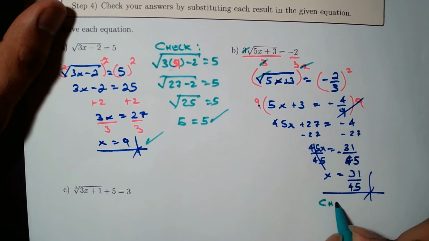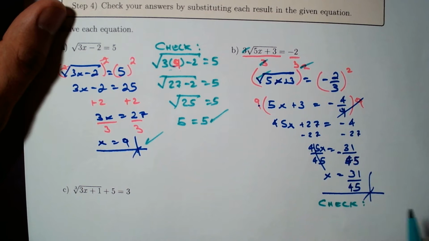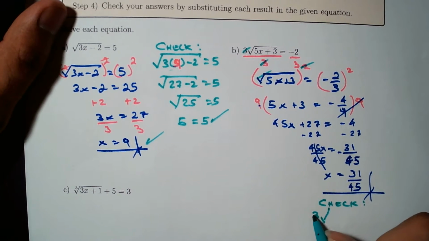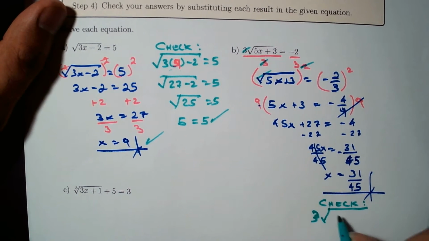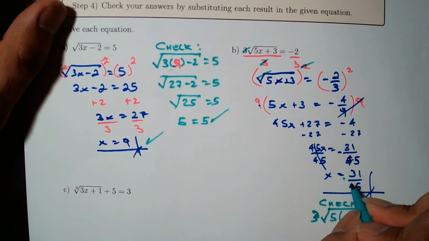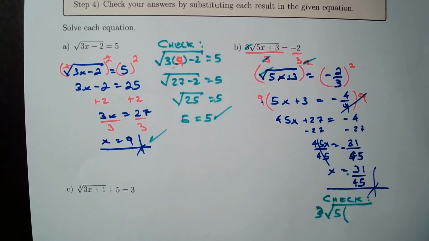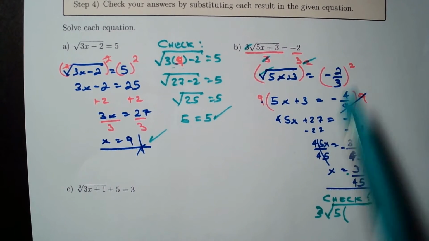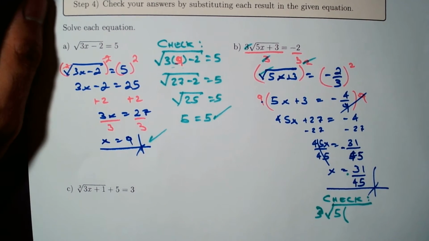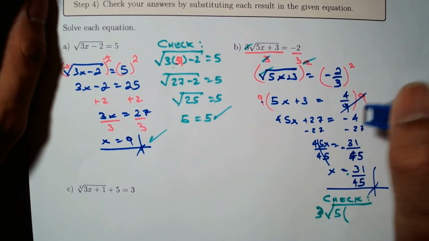Check in the original equation: 3 times the square root of 5 times, what is this going to be? That's actually negative, right? Oh no, never mind, it's not negative. I think I made a mistake here, because when we square this number, that's supposed to be positive. So never mind, let's fix this.